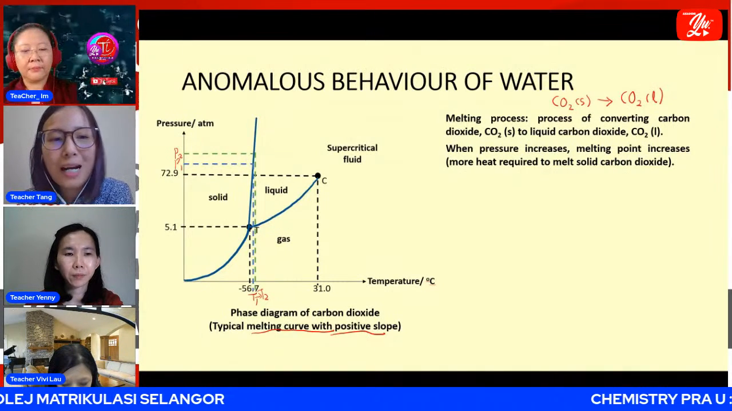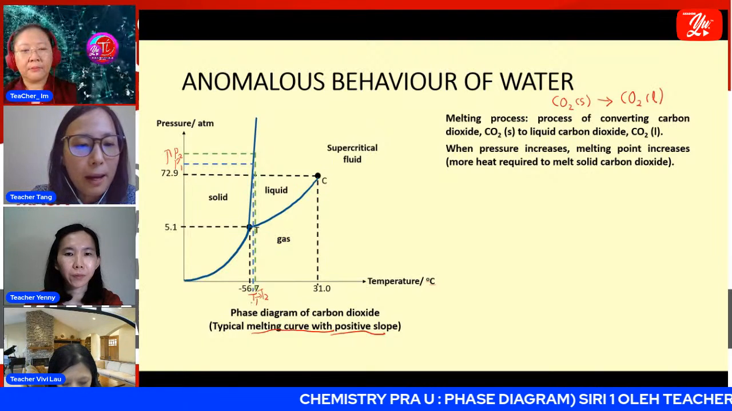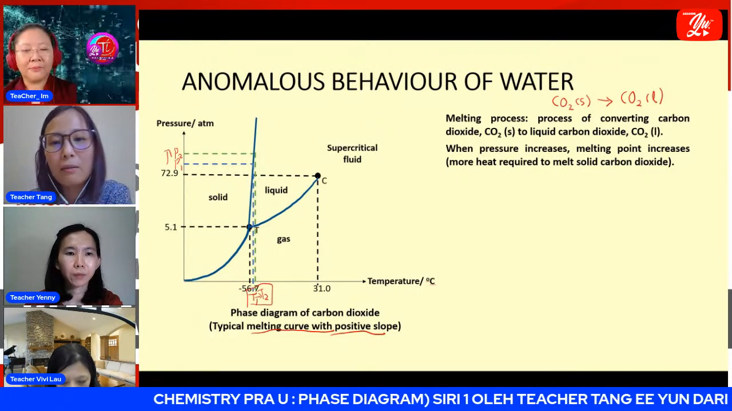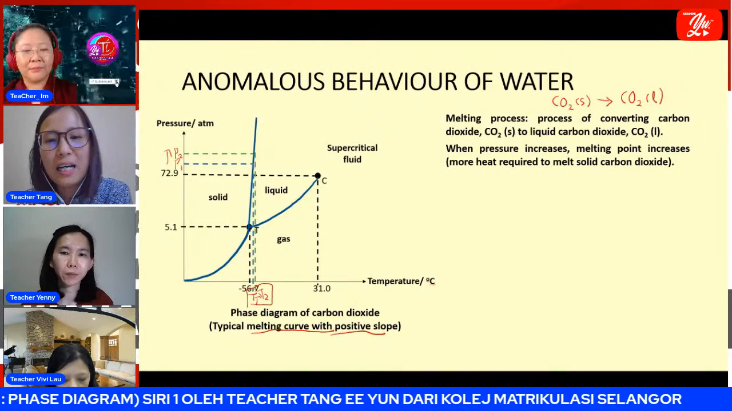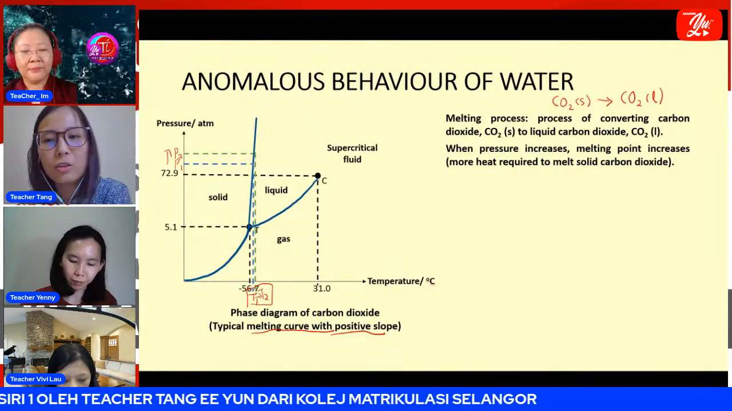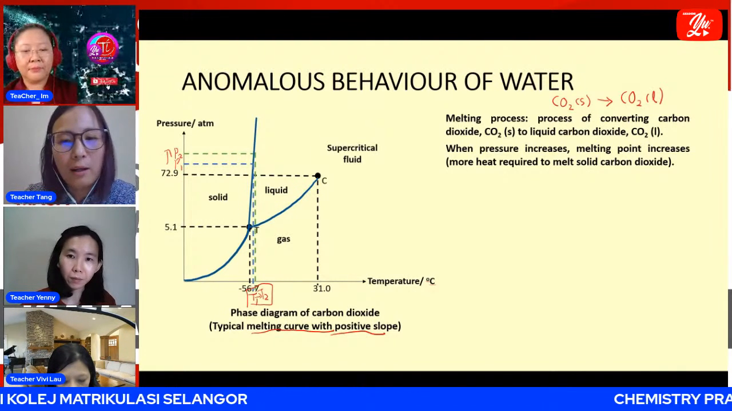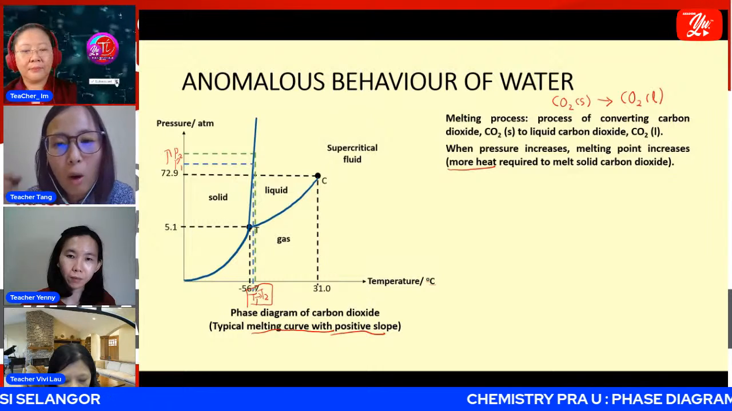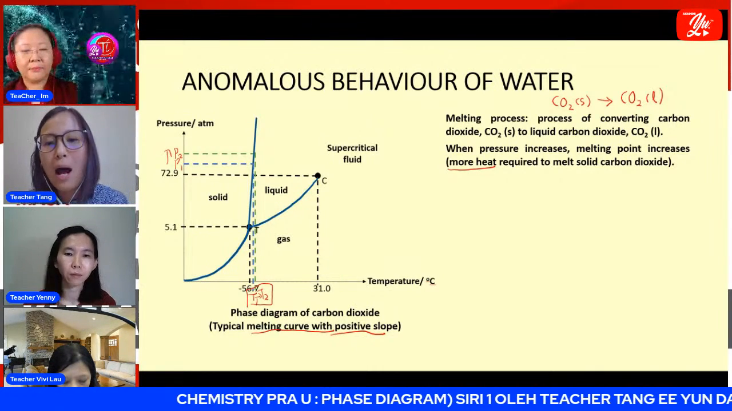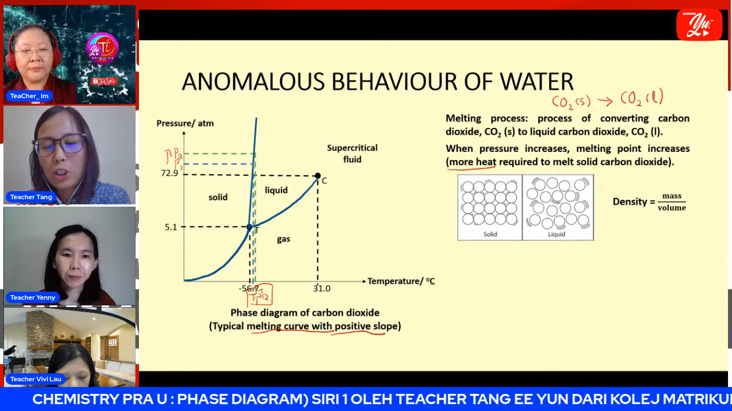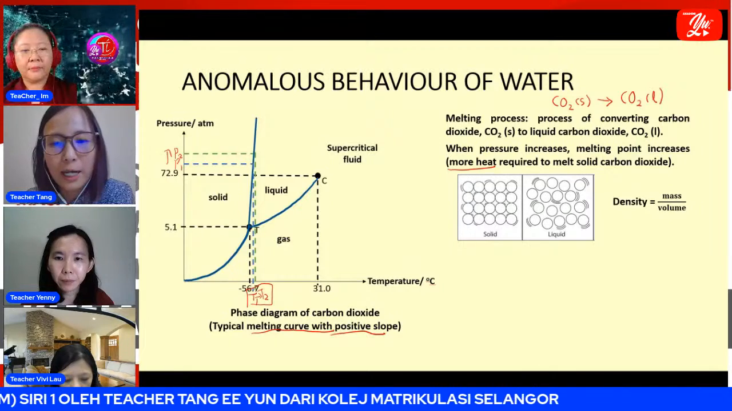So when pressure increases, we can see from the graph, the melting point increases. So it means that when pressure increases, it is getting harder to melt solid carbon dioxide. If it is getting harder to melt solid carbon dioxide, it means that we need to put in more heat in order to melt the solid carbon dioxide.